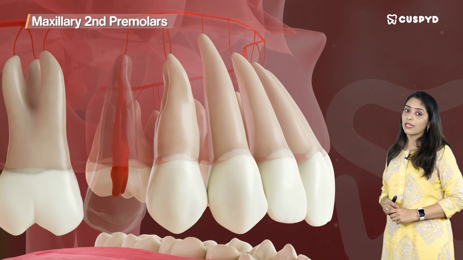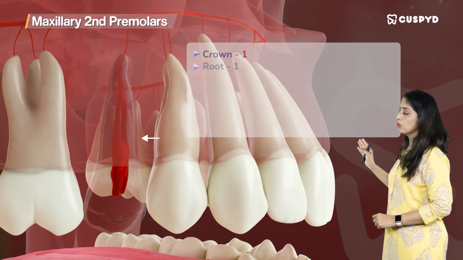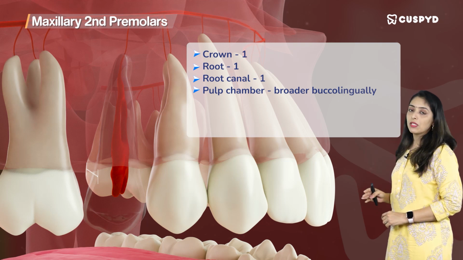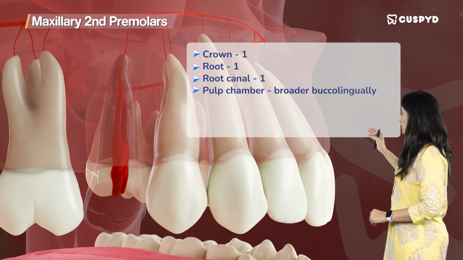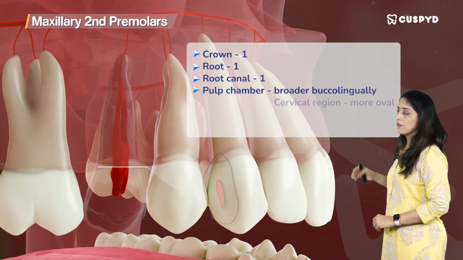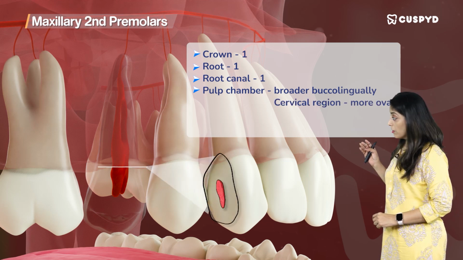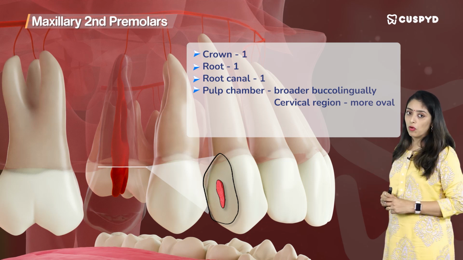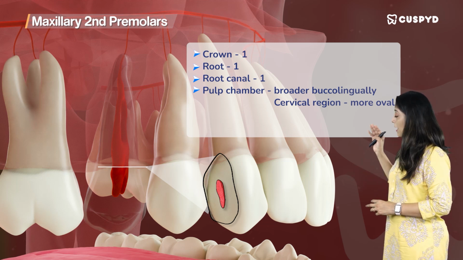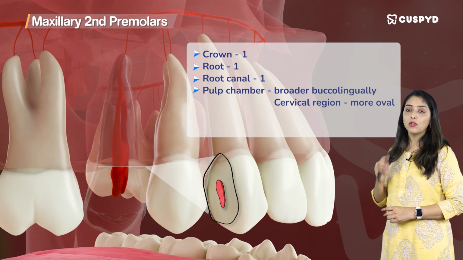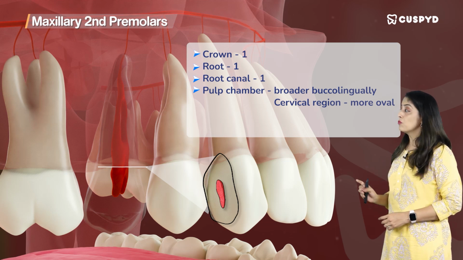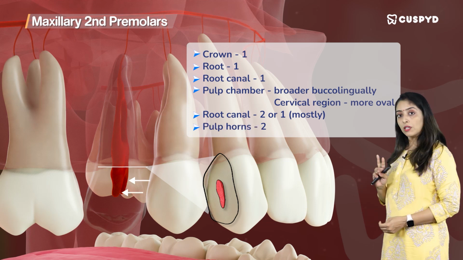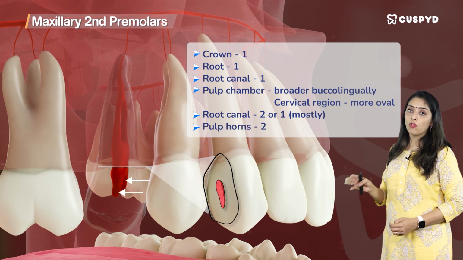Moving on to the maxillary second premolar. Again, this has one root and one root canal. The pulp chamber is broader buccolingually and is quite similar to the first premolar. The cross section of the pulp chamber at the cervical margin is more oval. The chamber in the maxillary first premolar was more squarish. This tends to be more oval. The reason being that the maxillary second premolar many times has only one single root, but this single root can still have two root canals many of the times. The pulp horns are usually going to be two because of the two cusps and they are of equal height.